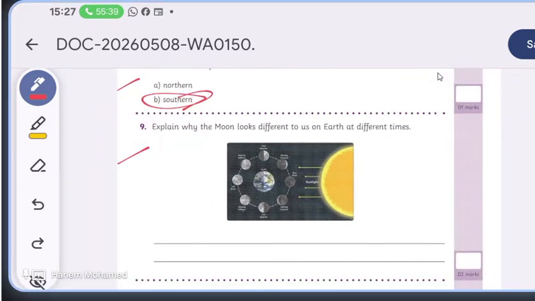And explain why the moon looks different to us on Earth at different times. So we have many phases for the moon. You studied this in year 3. They change their phases according to their position. You have to discuss 3 things. Number 1, the moon is a light reflector, it reflects the sunlight. Number 2, the moon is moving around the Earth in an orbit, it is not fixed in one place. Number 3, according to its position relative to the sun, it will reflect a different amount of light. That's why we can see different phases.